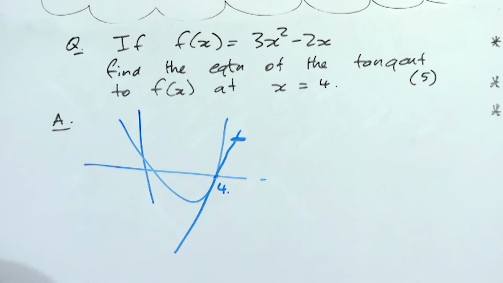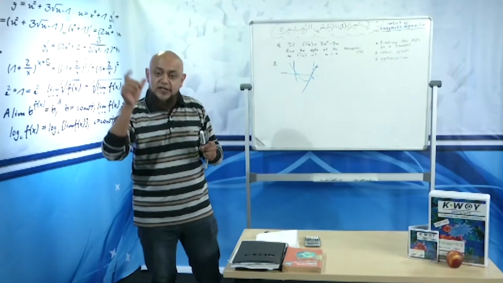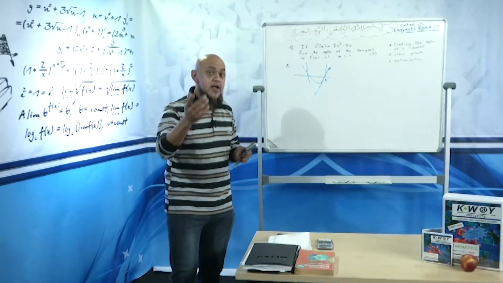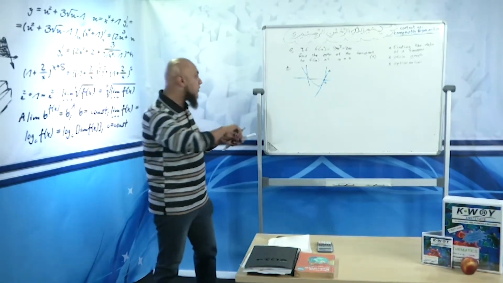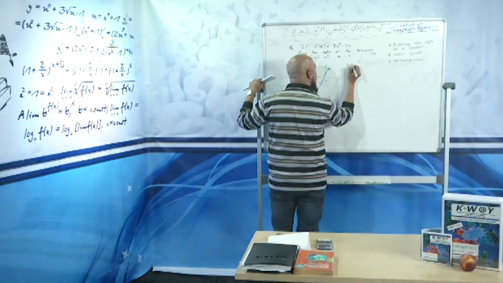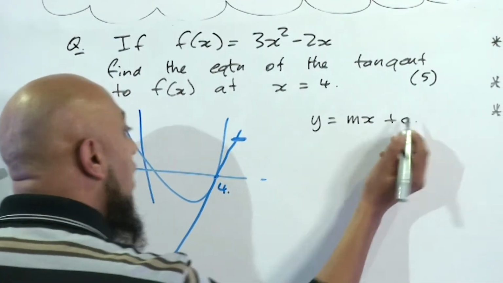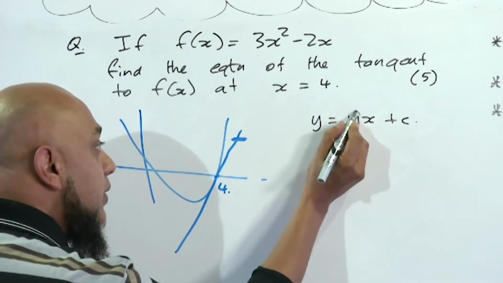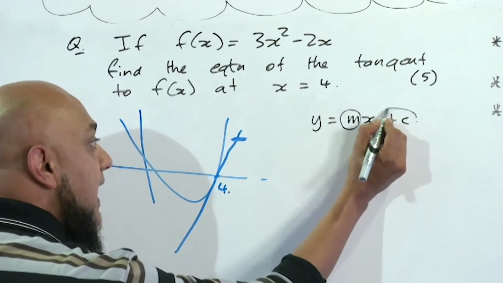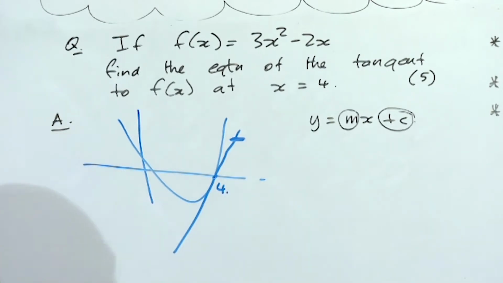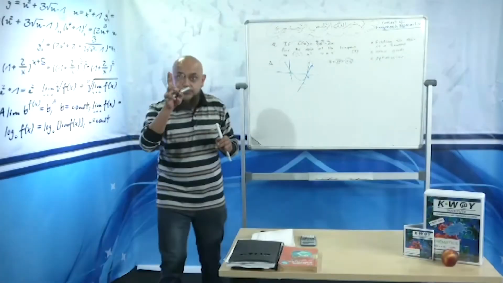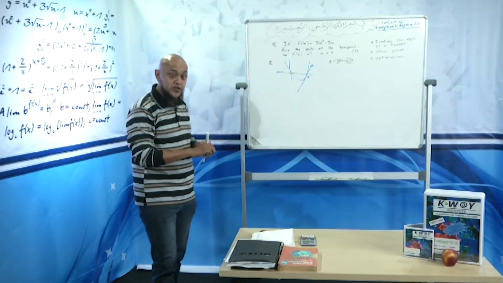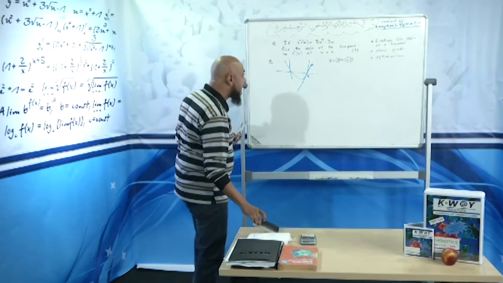Now we know that the tangent is a straight line, and the equation of a straight line is given by y is equal to mx plus c. What are the two major components that we would require in order to get this equation? We'd need an m value, which is a gradient, and we'd need a c value, which is your y-intercept. Those are the two crucial components we would require to get that equation. So let's get started.